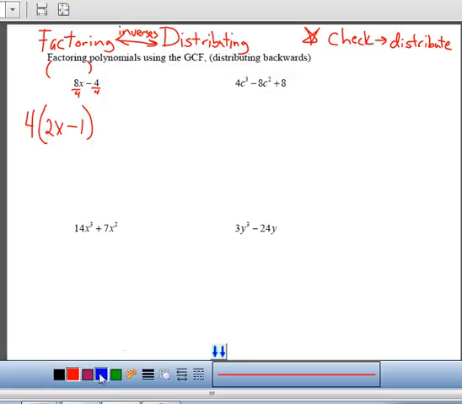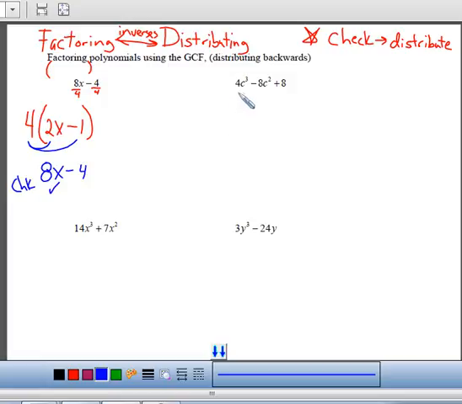Now, if you wanted to check that, you could do the distributive property. 4 times 2x is 8x, minus 4 times 1 is 4. And you get back to the same answer. So that's the check. Alright, now, you don't need to do the check for all of these. I'm going to do some of them with you, but then I'm going to see if you can do some on your own.